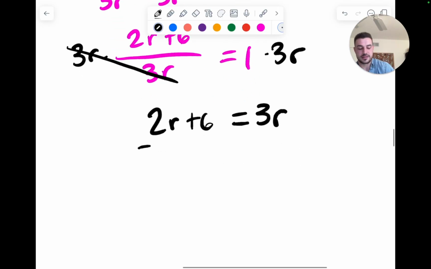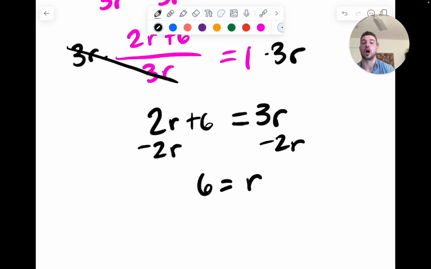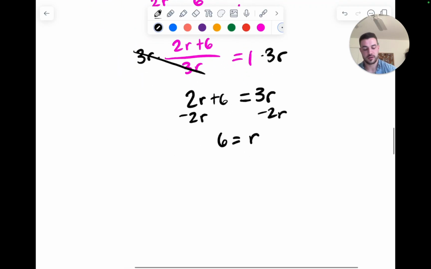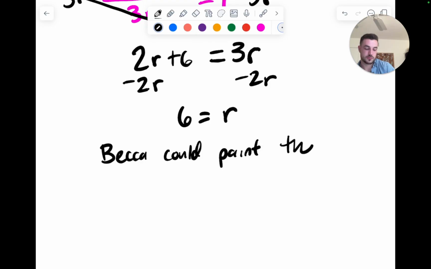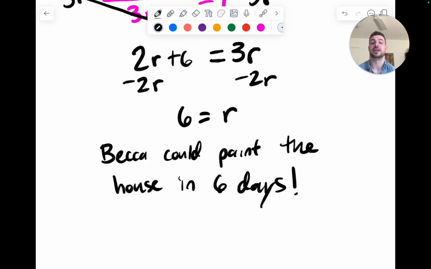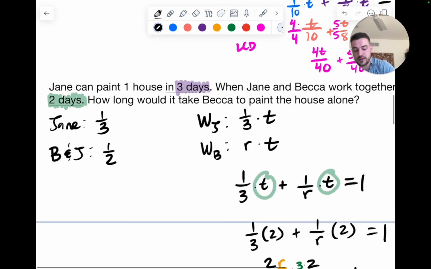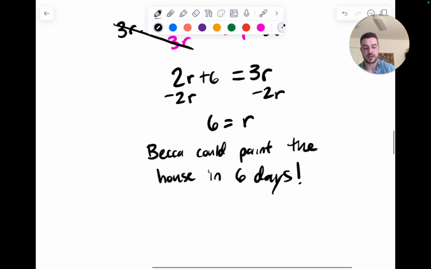Last but not least, let's get our r on one side. So we get 6 equals r. So therefore, if Becca worked alone, it would take her 6 days. All right, and we got to remember that our unit of time here is days, which is where my days came from at the end.